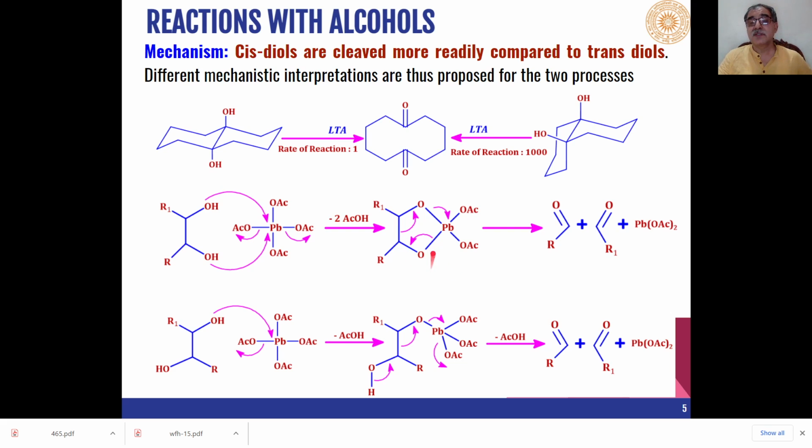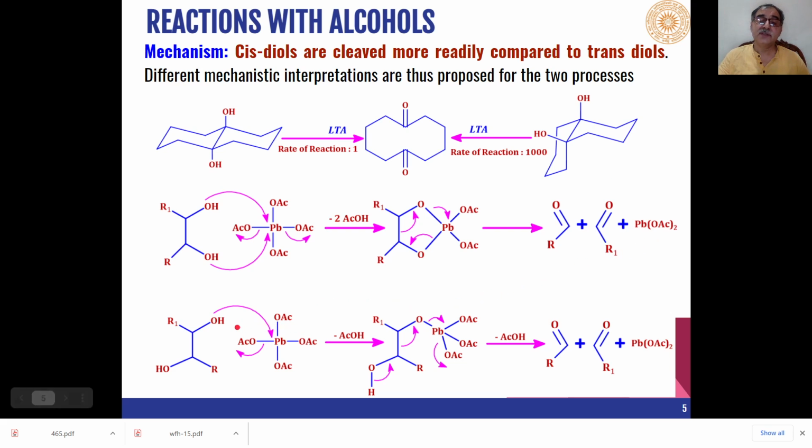And then this symmetrical intermediate undergoes oxidative cleavage of this carbon-carbon bond in such a way that two carbonyl compounds are formed, with the elimination of lead diacetate as another product of this reaction. So we will get the corresponding carbonyl compounds and lead diacetate.